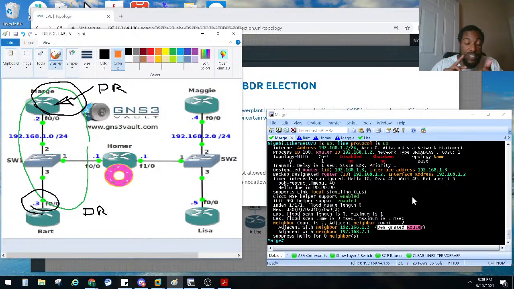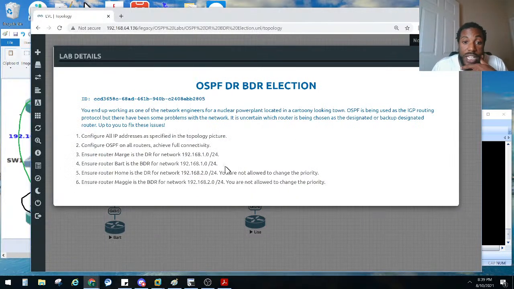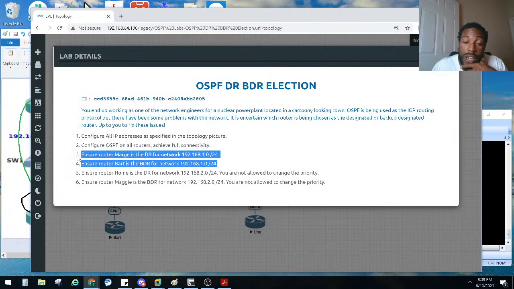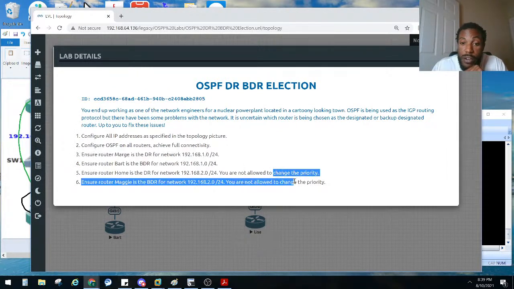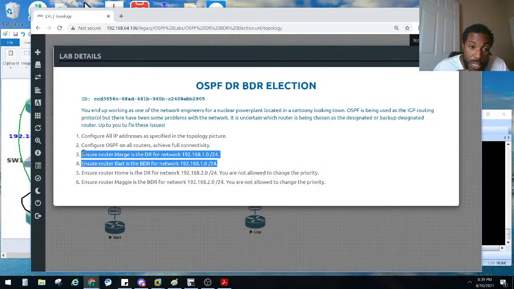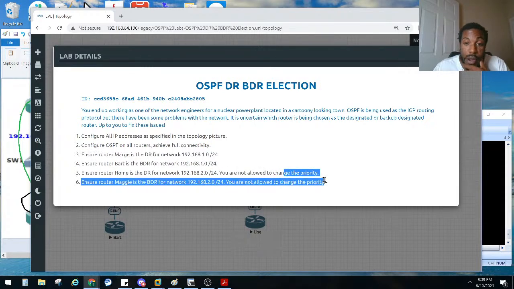Well, we said if it's not the one that turns on first, Pete said LSDB. That's correct. Link state database. Morningstar said can't use priority. So can we change the router IDs? Yes, you can. However, they didn't say that about these right here. These right here, we can change the priority. These right here looks like they said you are not allowed to change the priority. So just like what Morningstar said, we can change it by using the router IDs or to change priority.